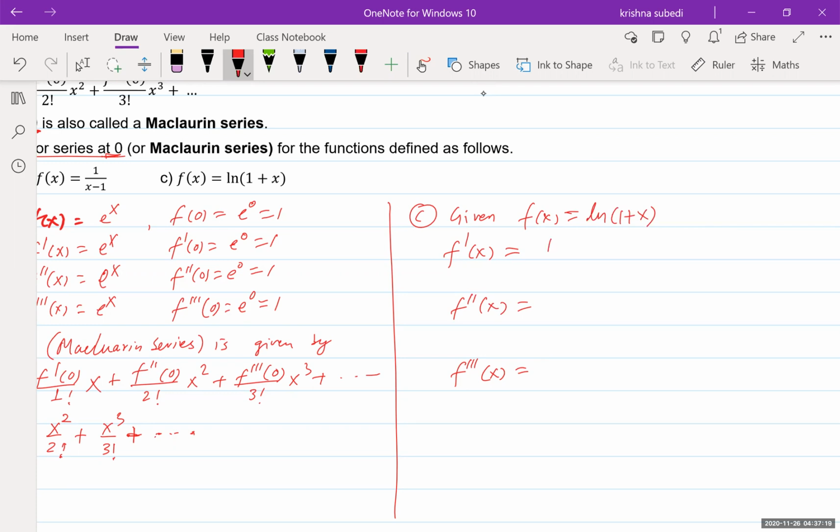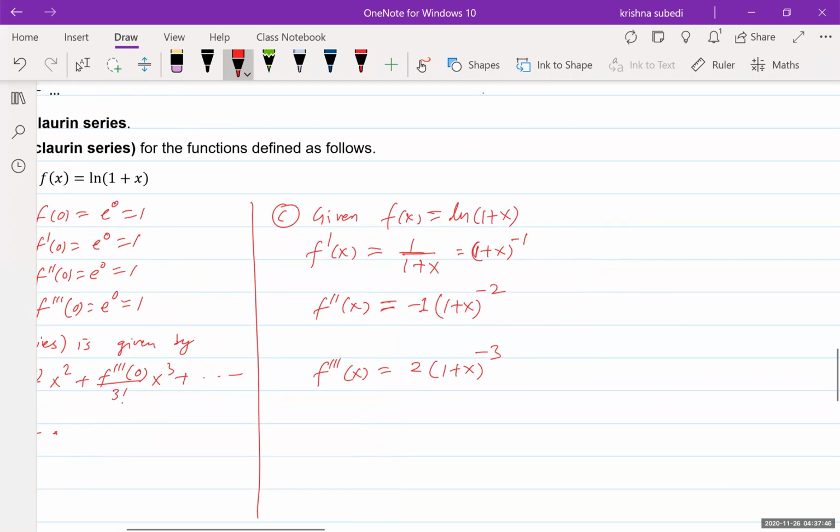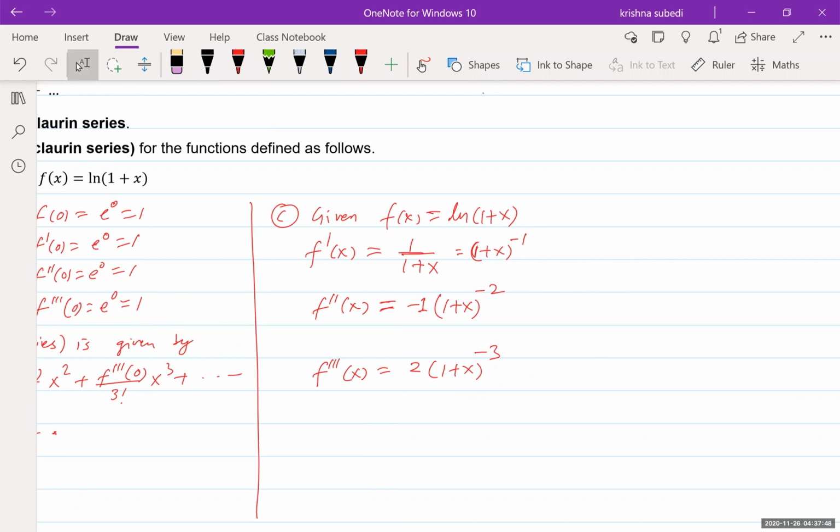So the first derivative will be 1 over 1 plus x, which means (1 plus x) to the power negative 1. So the second derivative will be negative 1 times (1 plus x) to the power negative 2. Third derivative will be 2 times (1 plus x) to the power negative 3. Any question? You guys all know how to find the derivative, not a big deal there.